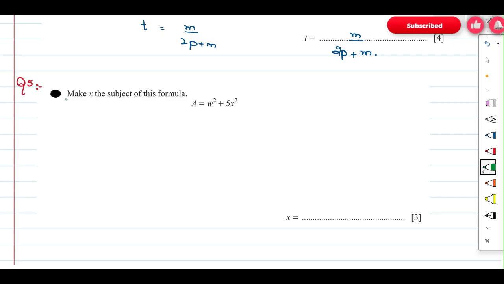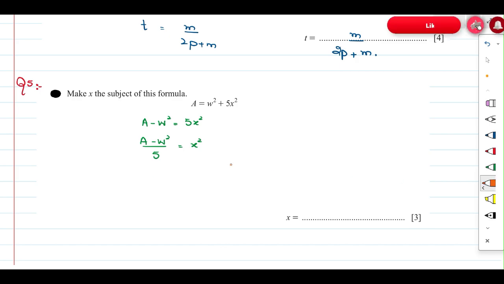Alright, another example is make x the subject of this formula. X should be the subject, so we can say a minus w square is equals to 5 times x square, and a minus w square divided by 5 is your x square.